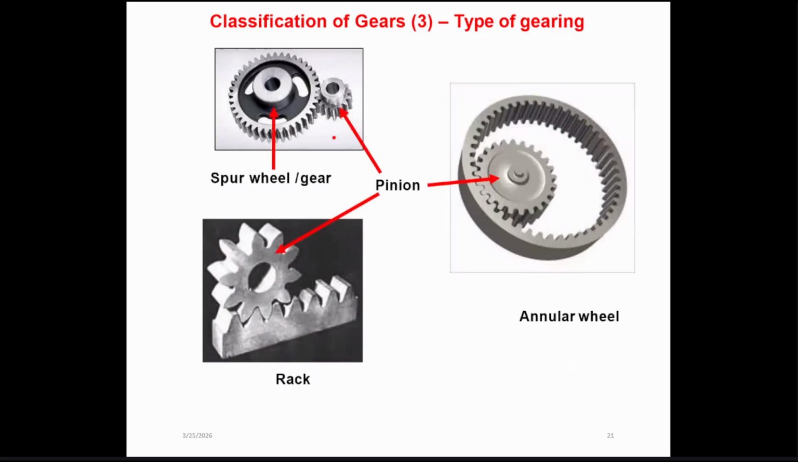So as I told you earlier, the smaller profile is called pinion, and the larger profile, if it is a cylindrical profile, we call it wheel or gear, right?